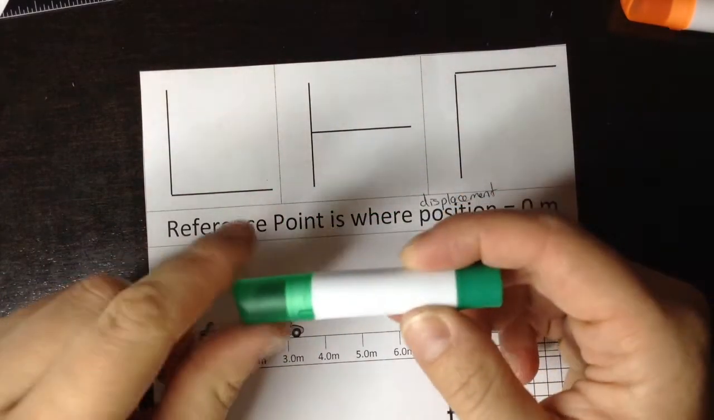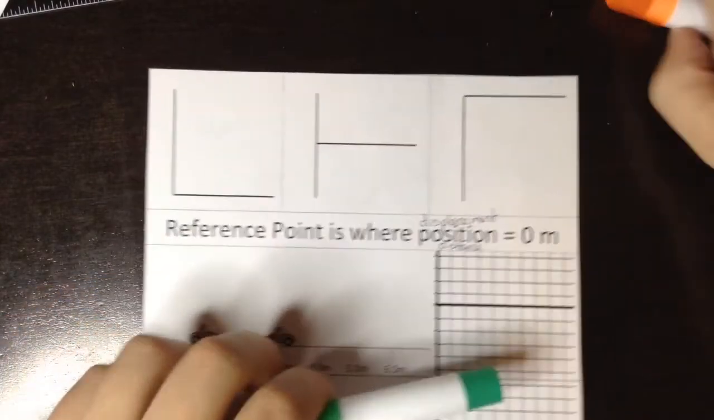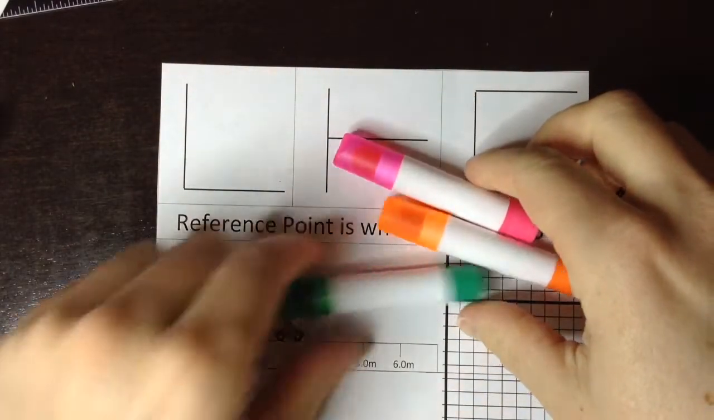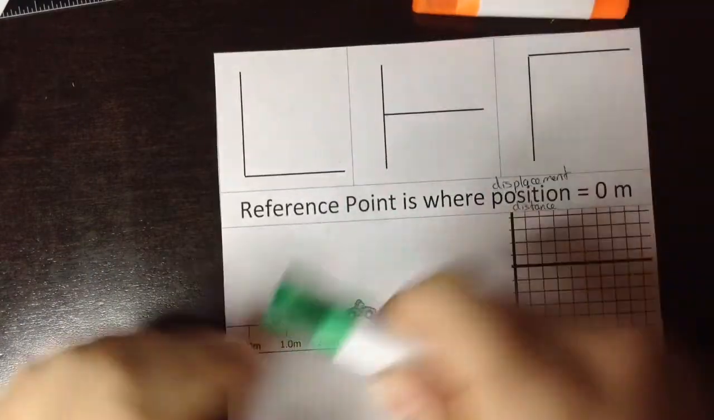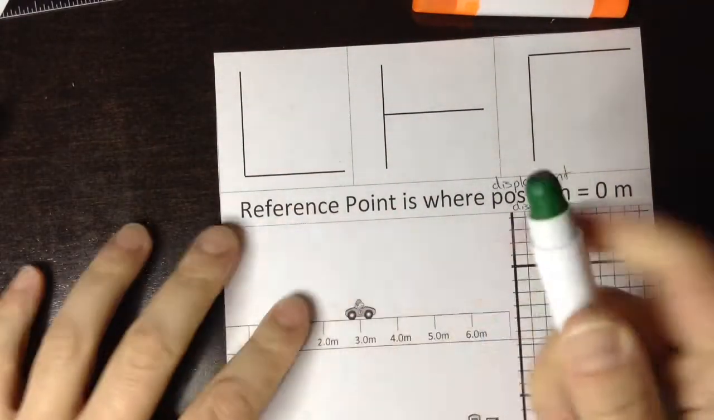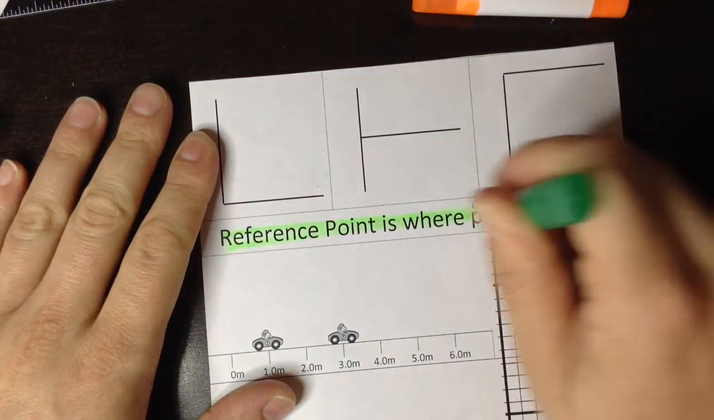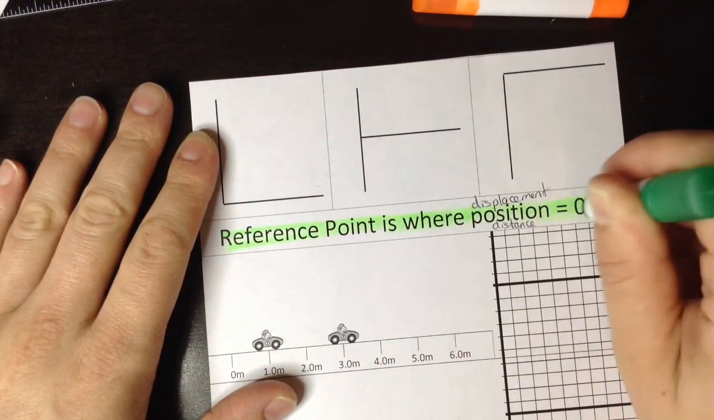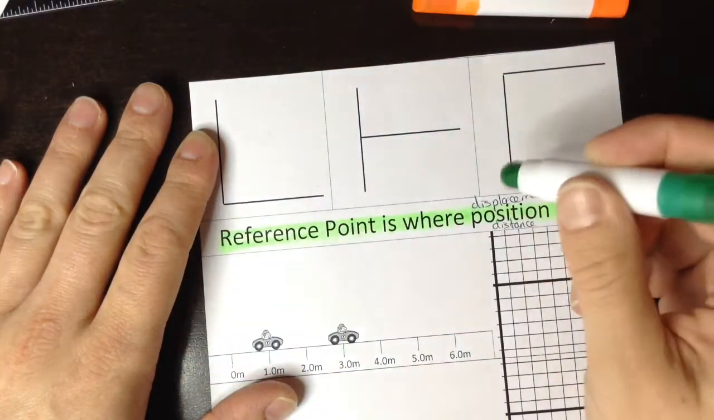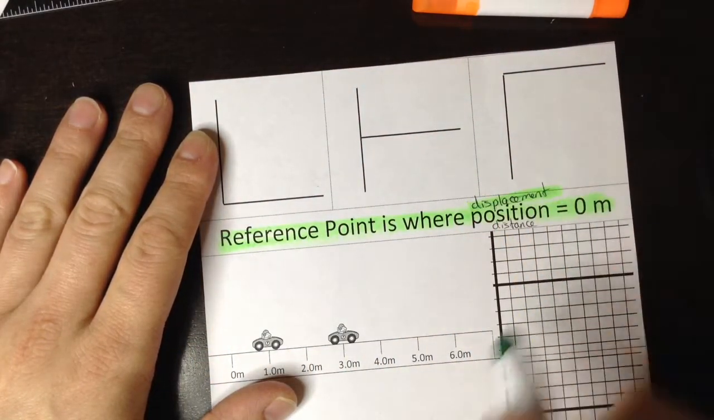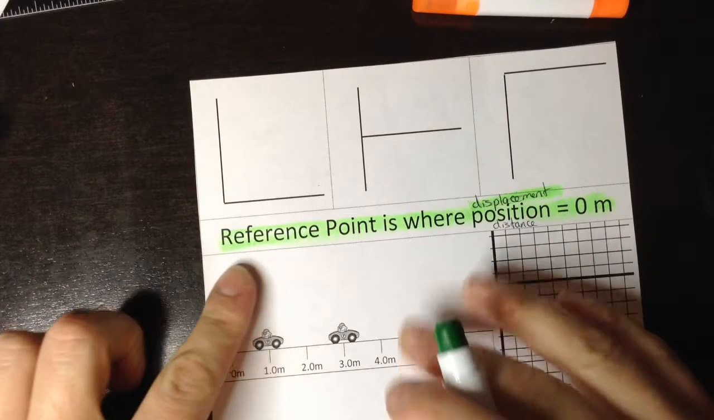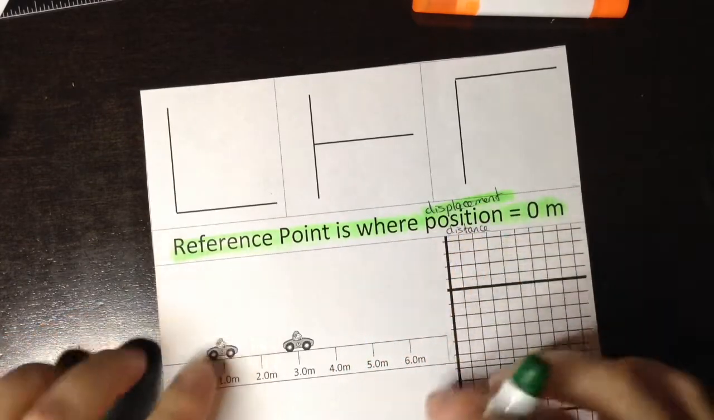Take a color. I'm using green. My 3 colors are pink, yellow, orange, and green. I'm going to start with my green. Highlight this: reference point, in one of your colors. Reference point is where the position is equal to 0 meters. And you can also highlight displacement. So the reference point is where the displacement or the position is equal to 0.